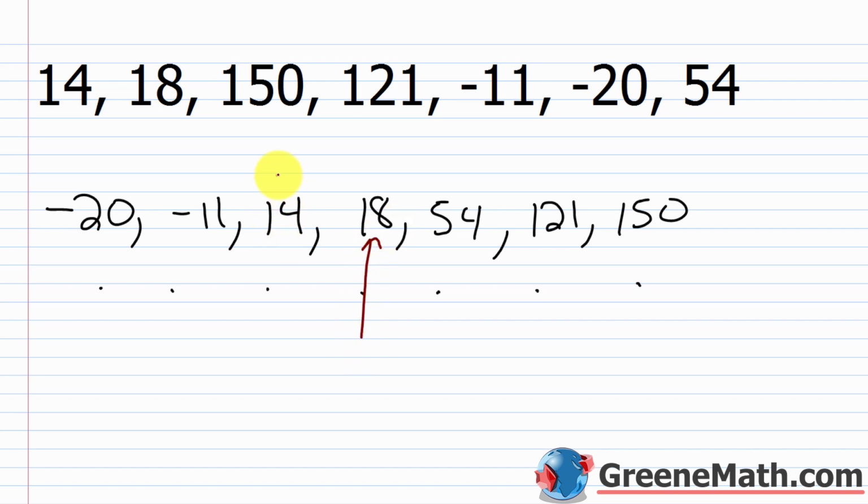You can see you have 1, 2, 3 numbers that come before it, and 1, 2, 3 numbers that come after it. So it's perfectly in the middle. So 18 is our median.